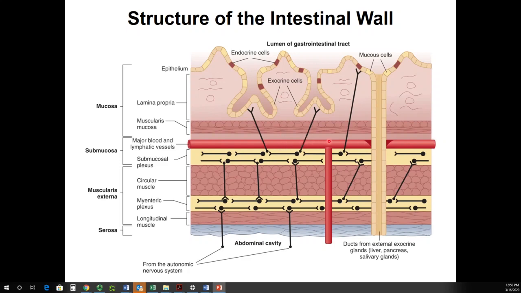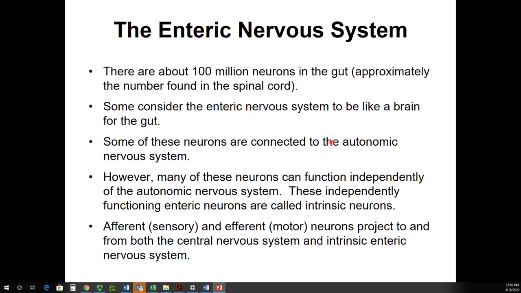Food could be absorbed into the blood vessel. Drugs can be absorbed into the blood vessels, and then they go through the portal vein to the liver. So we have a lot of stuff going on here.